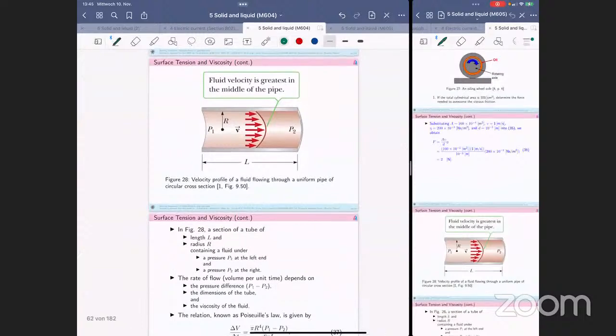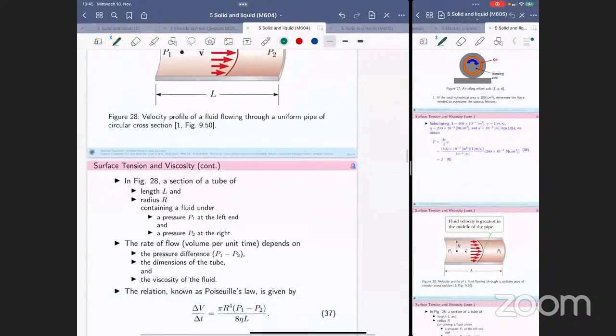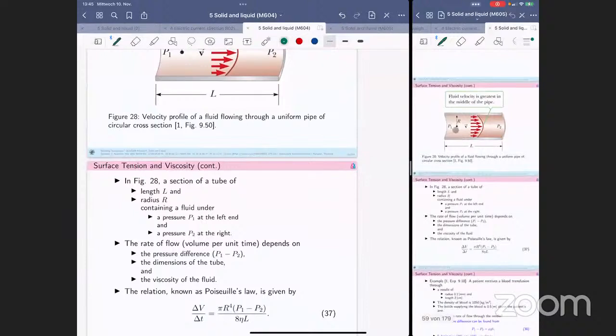Now let's move to the next topic, which is fluid velocity. Okay, fluid velocity is greatest in the middle of the pipe, and here is the velocity profile of a fluid flowing through a uniform pipe of circular cross section. And now we would be close to the fluid equation, right? In figure 28, this one, okay.